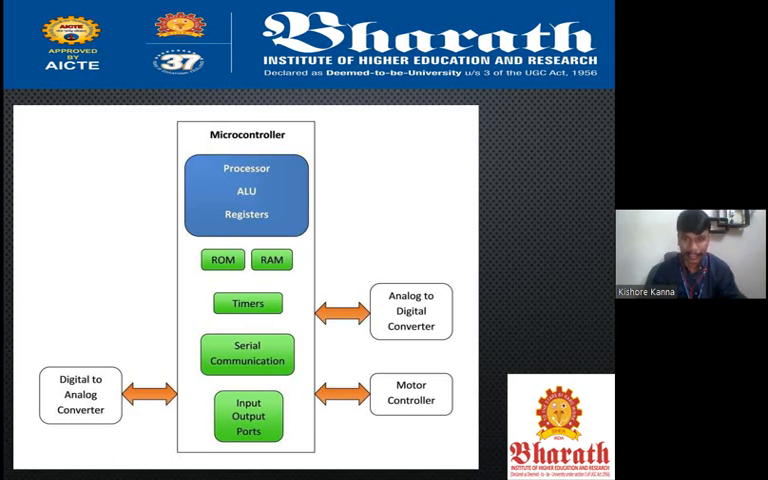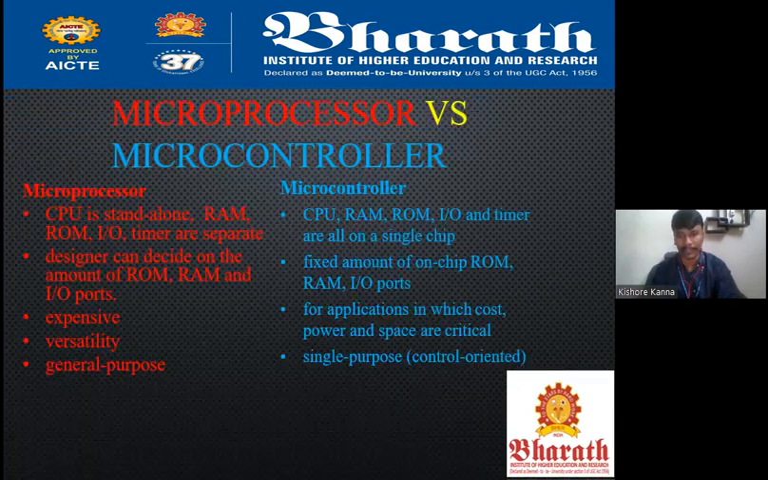The things connected to the microcontroller will be ADC, DAC, and a motor controller. ADC means an analog signal will be converted into a digital signal using an analog to digital converter, and DAC means a digital signal will be converted into an analog signal using a digital to analog converter. And there is a motor controller which will control the working function externally through the processing of the microcontroller. This is the pictorial representation of the microcontroller and its internal architecture connectivity.